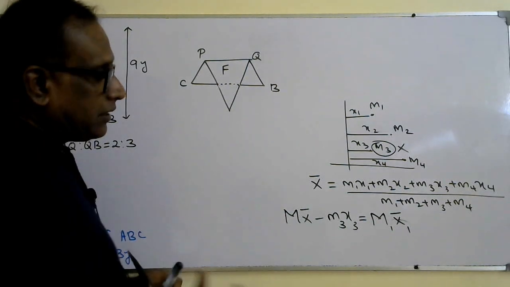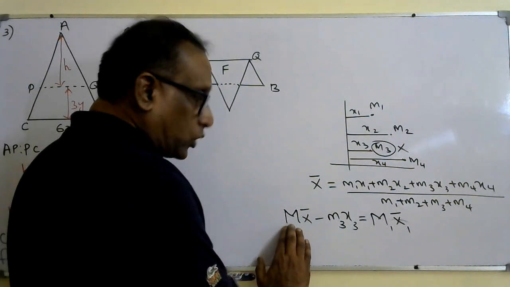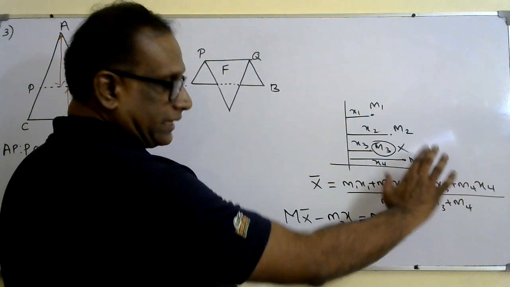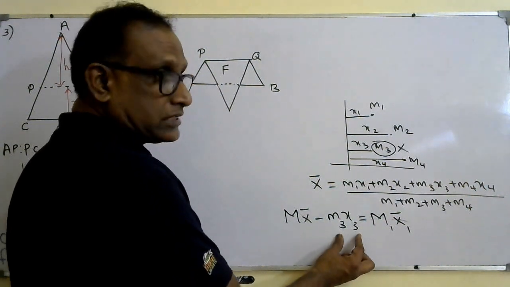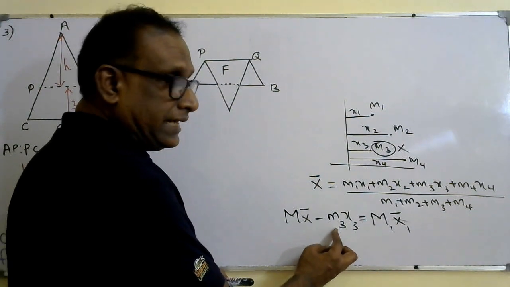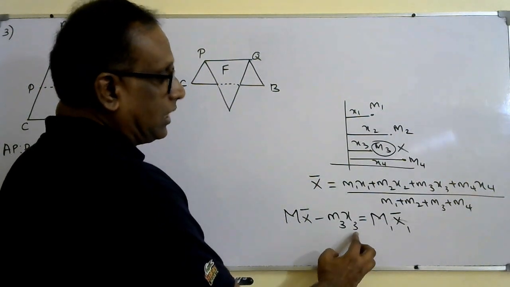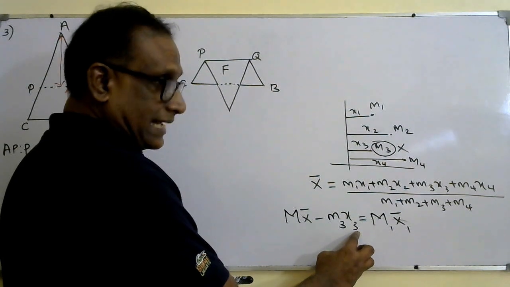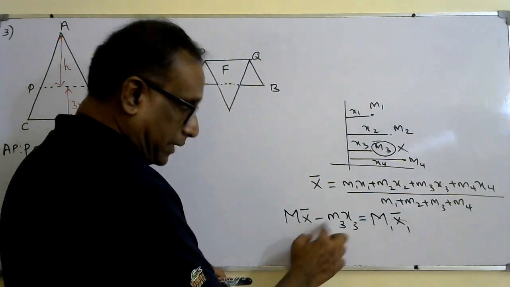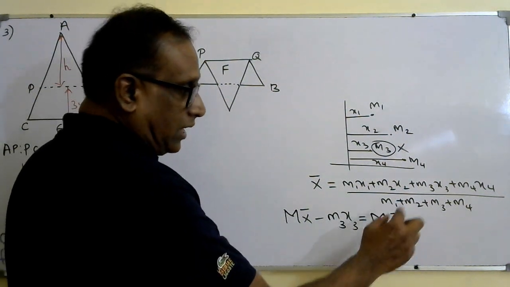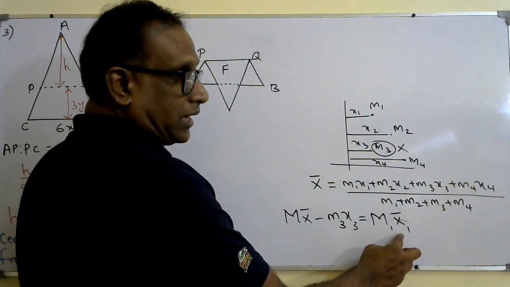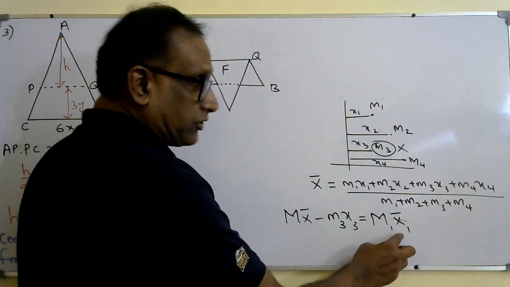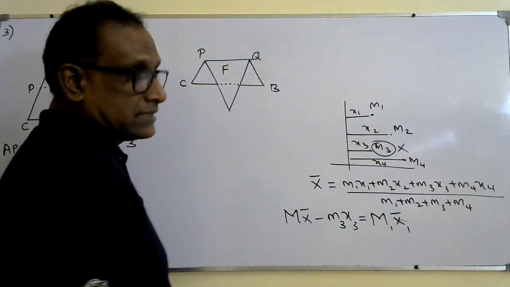So we can use this way: the initial total mass, when there are 4 particles or whatever the number of particles, times its center of mass, minus the portion removed. Particle M3 is removed from the initial system. Its coordinate is x3. So M x bar minus m3 x3 is equal to the total mass of the remaining particles into x1 bar, where x1 bar is the new center of mass after the particle M3 is removed.